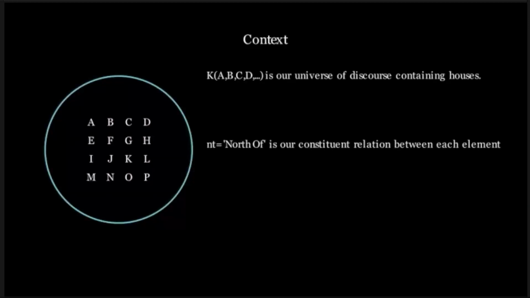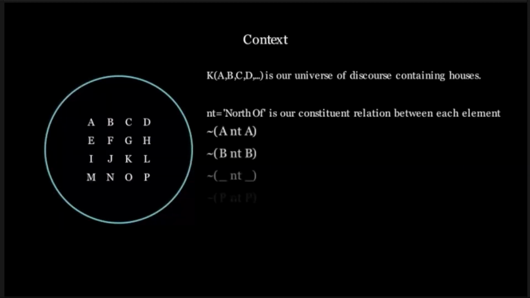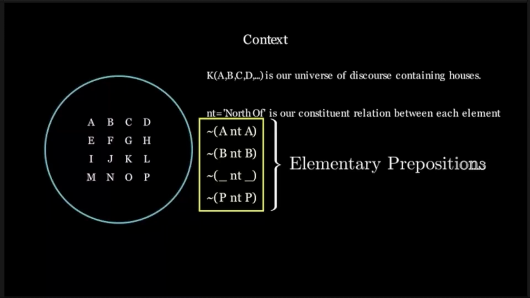For example, we can make a proposition, and each of these elementary propositions asserts a certain relation. The relation is that A is north of A, if A is a house. A house being north of itself is not reasonable, and it is false. So we can make this clear for every house: every house can't be north of itself. So these are a collection of elementary propositions.